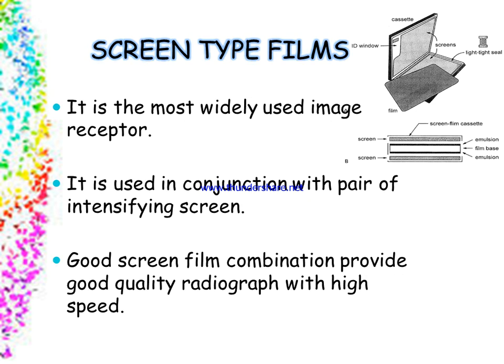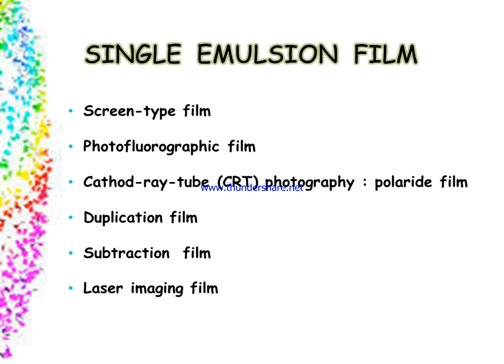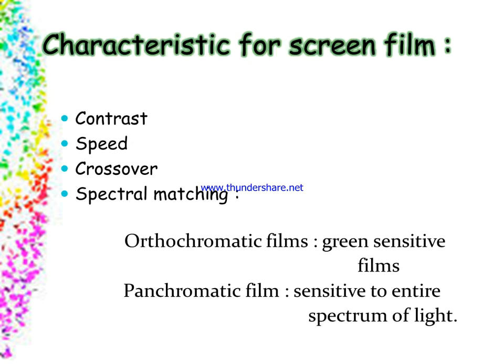These films are called screen type films. It is most widely used as an image receptor. It is used in conjunction with a pair of intensifying screens. A good screen film combination provides a good quality radiograph with high speed. Single emulsion film: it is a screen type film, photographic film, cathode ray photography or polaroid film, duplication film, subtraction film, laser imaging film. These are the types of single emulsion film.